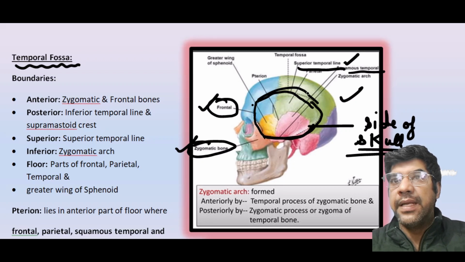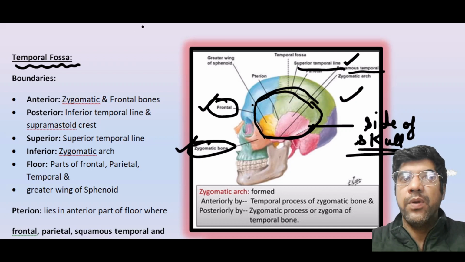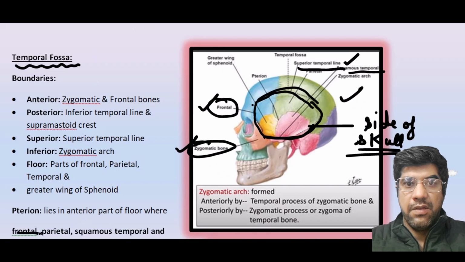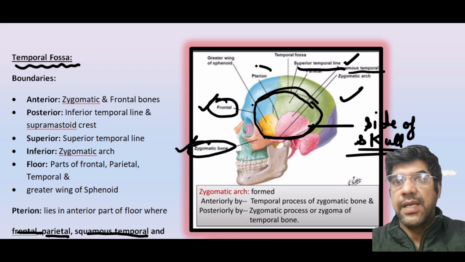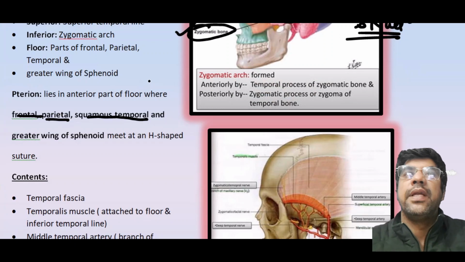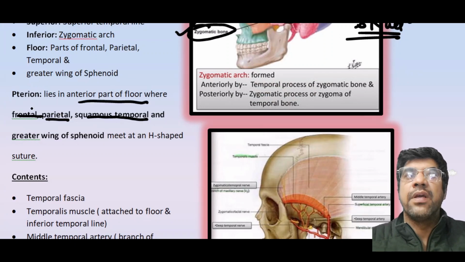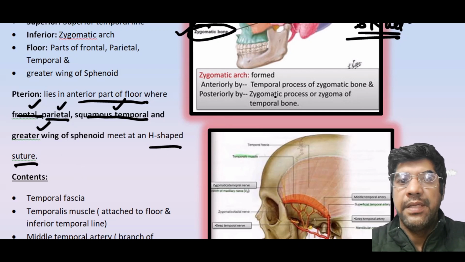Now remember the floor, it is composed of a very important structure. It is composed of parts of the frontal, parietal, squamous temporal, and the greater wing of the sphenoid bone. That region is called the pterion. Remember that from your exam point of view. The pterion is in the anterior part of the floor where the frontal, parietal, squamous temporal and greater wing of sphenoid meet at an H-shaped suture. Important is the temporalis muscle. It attaches to the floor and inferior temporal line.